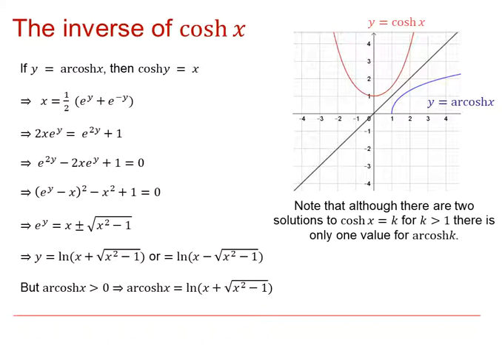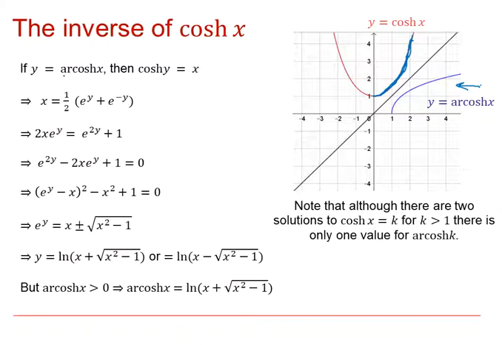If we now consider the inverse of cosh x, so this is the graph of cosh x here. In order for cosh x to have an inverse, it needs to be a one-to-one mapping. So the convention in order to find its inverse is to take the x greater than or equal to 0 side in order for this inverse to be defined.